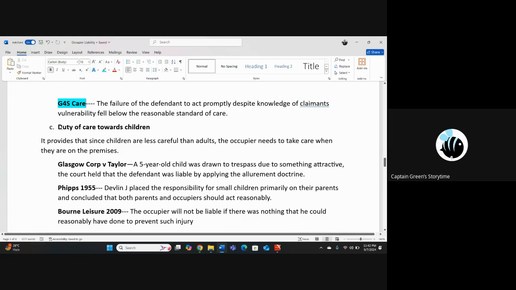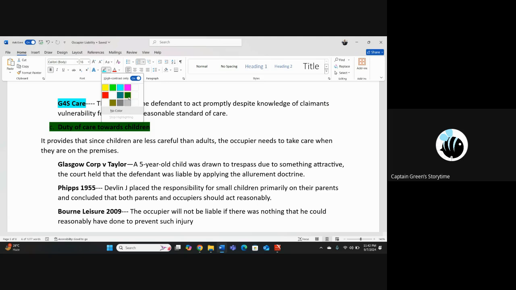Going towards duty of care towards children, this is the most important topic, and from a problem question point of view, it is dealt with by examiners in both situations. Okay, this is the most important one. Let me mark it here.